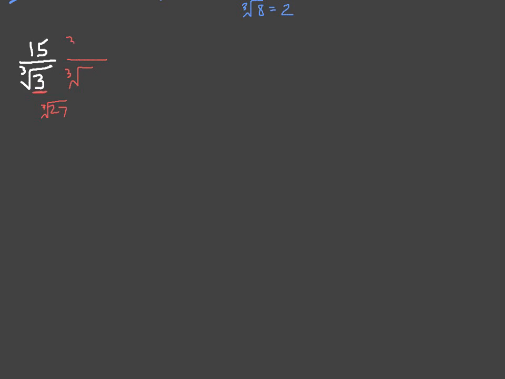So what do I need to multiply the cube root of 3 by to get the cube root of 27? Well, 3 times 9 gives me 27. So I need to multiply both the top and the bottom by the same thing. This is just like what we did when we were rationalizing fractions with square roots in the denominator. So I end up with 15 cube root 9 up on top. And on bottom, I end up with cube root of 3 times 9, which is cube root of 27.